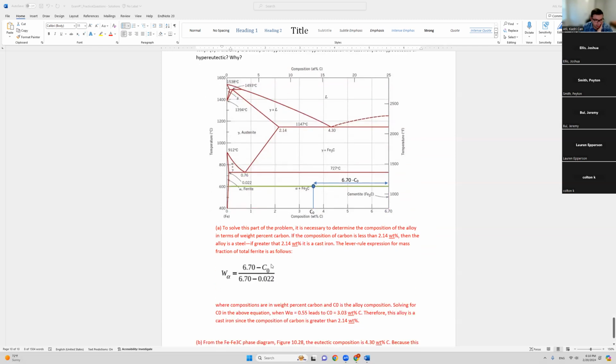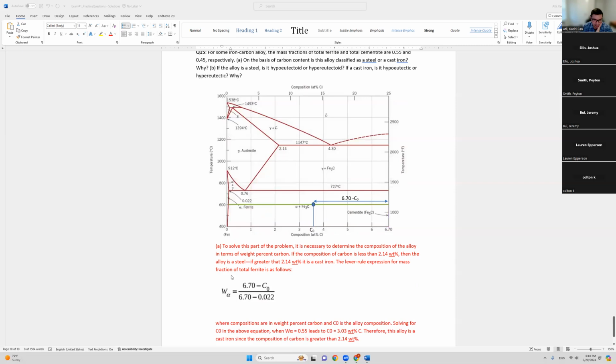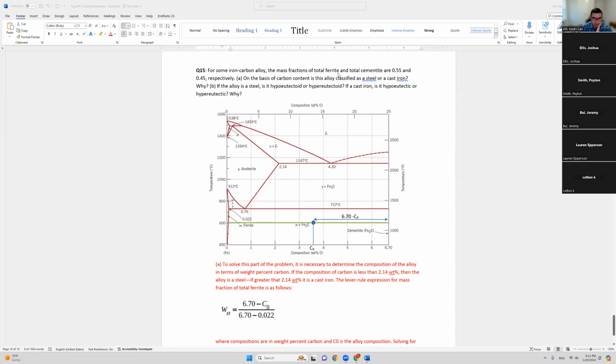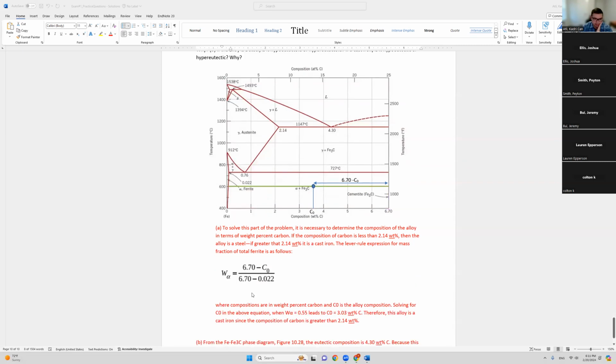So if I make the calculations, what do I get? The weight fraction of ferrite is given in the question, W alpha is 0.55. Now, using this equation, I can find C0 as 3.03 weight percent of carbon. So the actual composition is somewhere here.